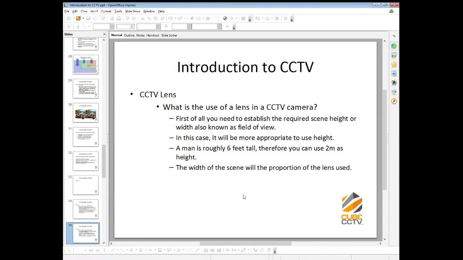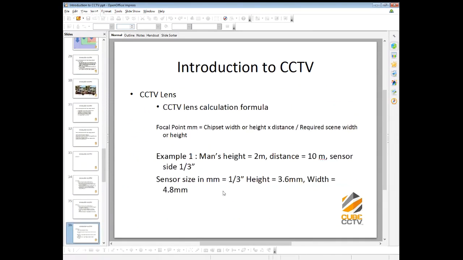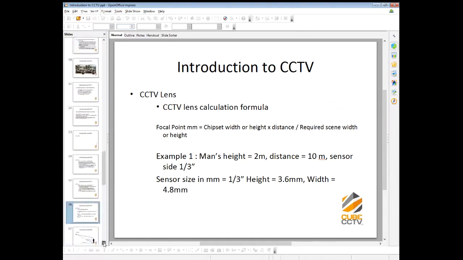Now you can use the height or the width. You can't use both because that is a proportion of your sensor size, right? So that means you also need to know what sensor you're using. In this example, we're using a CCD sensor, which is 1/3 inch. That's the most common sensor that we use. Later I'm going to have pictures to show you, if you don't understand what I'm talking about, the size of the sensor. So that's 3.6 millimeter height and the width of 4.8 millimeter, right?